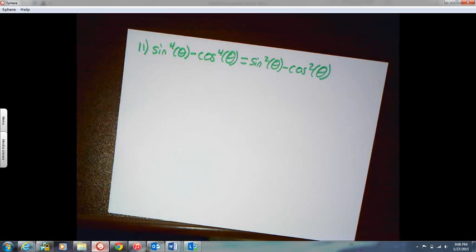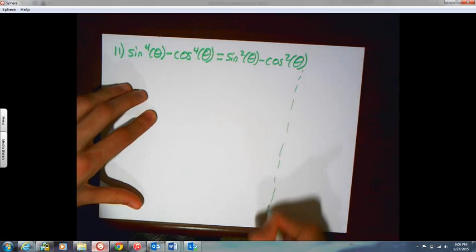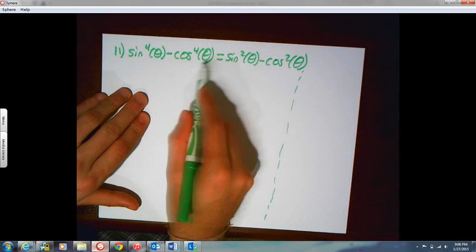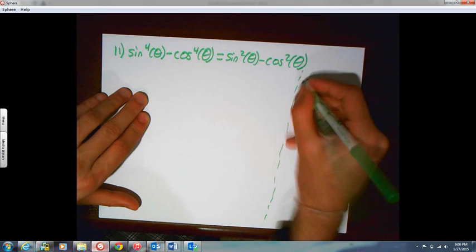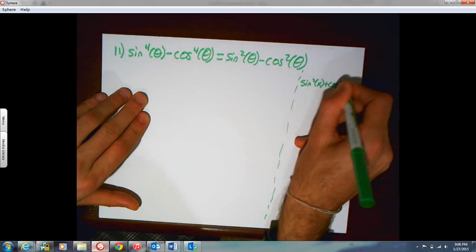Again, remember, I always start the proofs by identifying some identities that might be used. We don't have any identity for sine to the fourth. We don't have any identity for cosine to the fourth. Sine squared and cosine squared, we do have an identity, which is sine squared x plus cosine squared x equals 1.